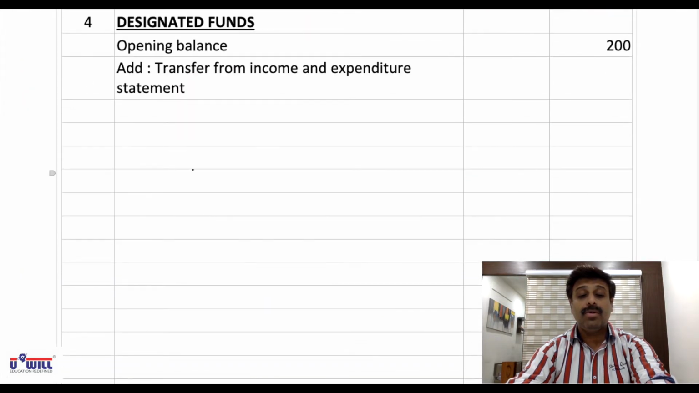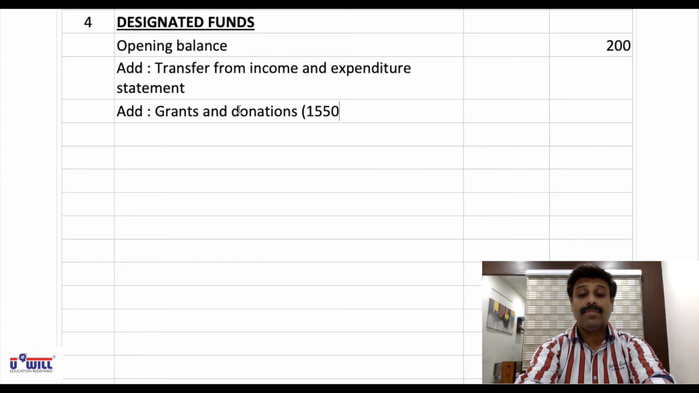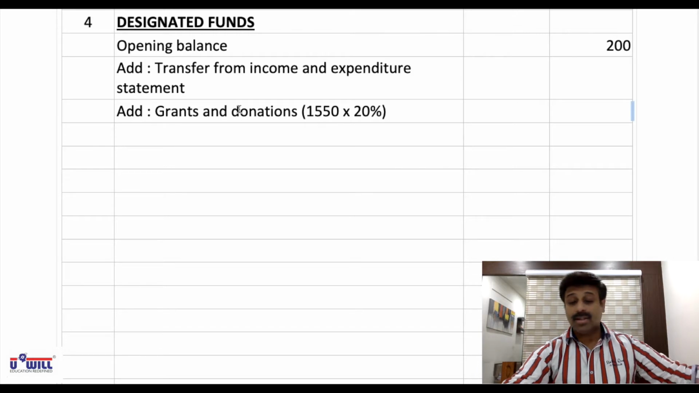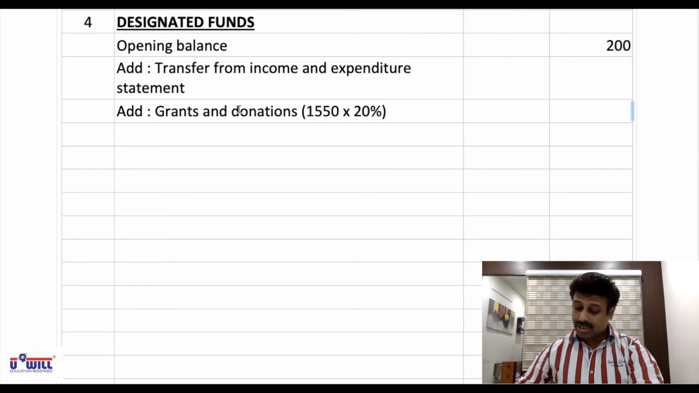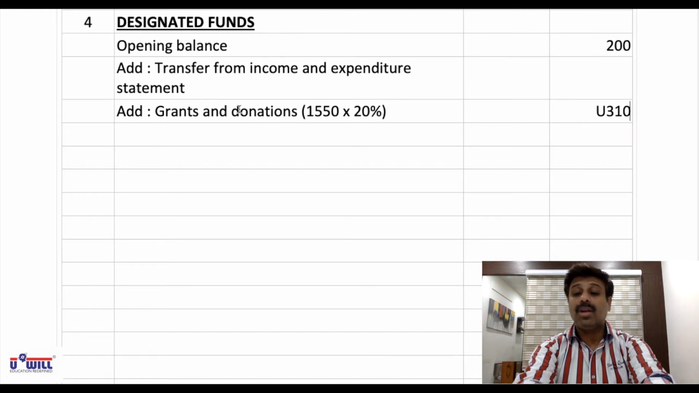So, further we'll add over here grants and donations 1550's 20%. As it is mentioned in the question, 20% of grants and donations is to be transferred to earmarked funds or designated funds. So 1550 into 20%, 310. Okay. Now total we will get only after we make income and expenditure statement, so we leave it pending.